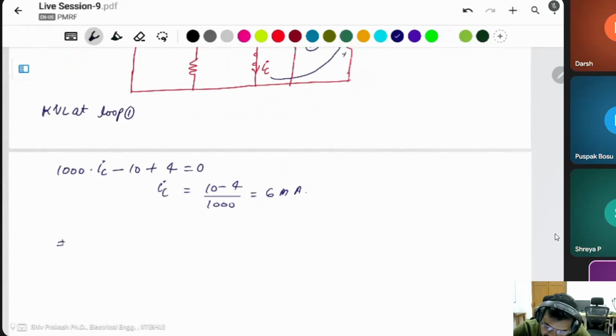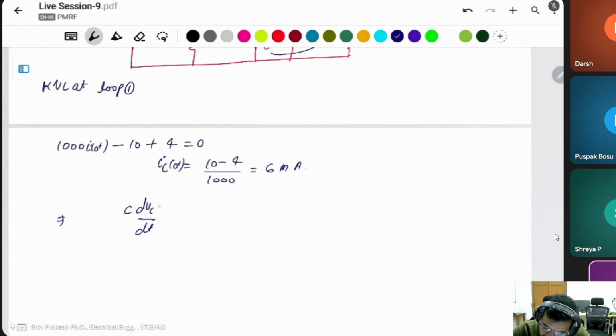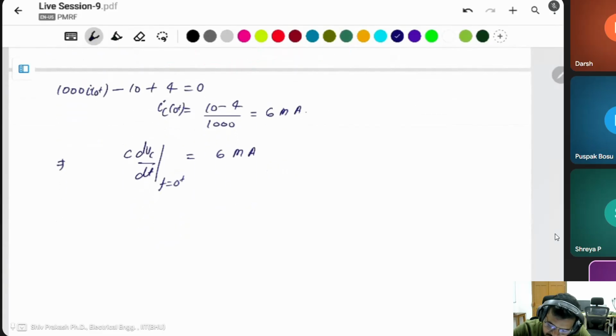And you know that IC is C dVC by dt. This will be at 0 plus, because of the initial condition of the circuit. This is also 0 plus. You can say at t equal to 0 plus, IC is equal to 6 milliampere. Then dVc by dt at t equal to 0 plus is equal to 6 by C.